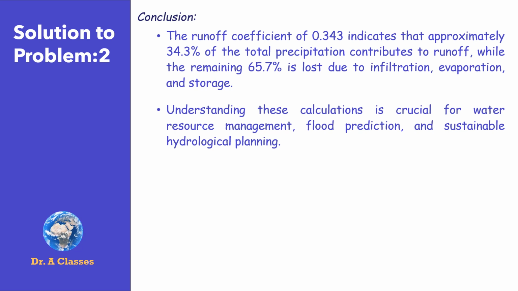Conclusion. The runoff coefficient of 0.343 indicates that approximately 34.3% of the total precipitation contributes to runoff, while the remaining 65.7% is lost due to infiltration, evaporation, and storage. Understanding these calculations is crucial for water resource management, flood prediction, and sustainable hydrological planning.